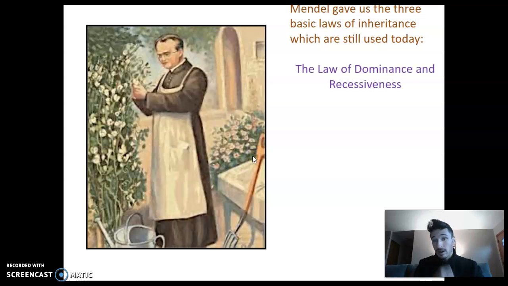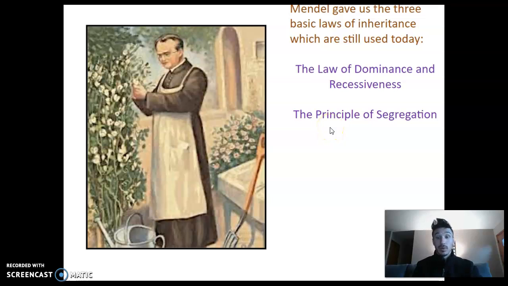He discovered the law of dominance and recessiveness. This means that, like we talked about a few slides ago, one allele can be dominant over another. So brown eyes can be dominant over blue eyes. And if you have both of those alleles, you're going to have brown eyes physically rather than blue eyes because of brown eye dominance. The principle of segregation.